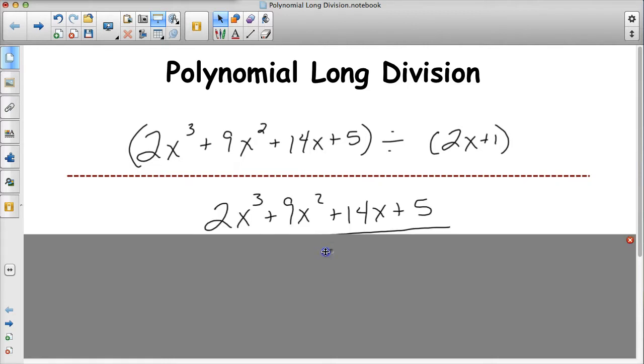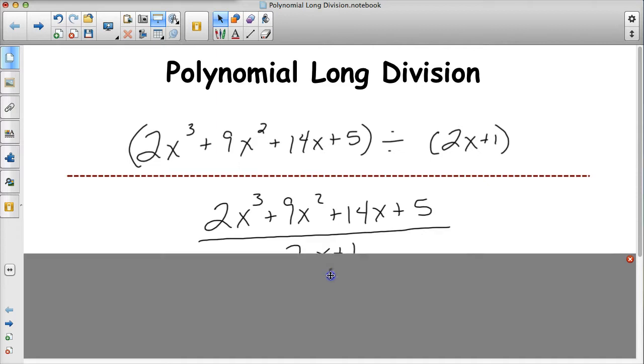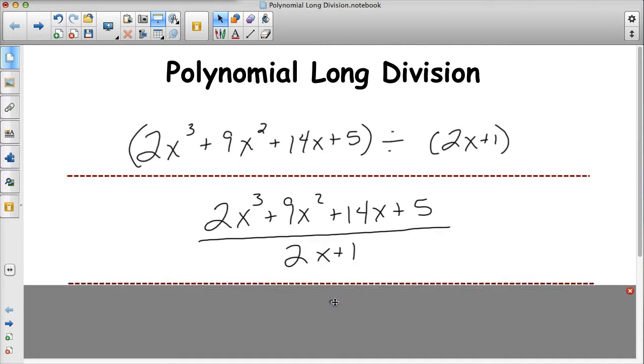Additionally, you'll see that polynomials can be written as fractions. And in this case, we're saying the same thing. We're saying to take the polynomial in the denominator, and we're going to divide that into the polynomial in the numerator. Or another way of saying it is take the polynomial in the numerator and divide it by the polynomial in the denominator. So these two figures mean exactly the same thing.